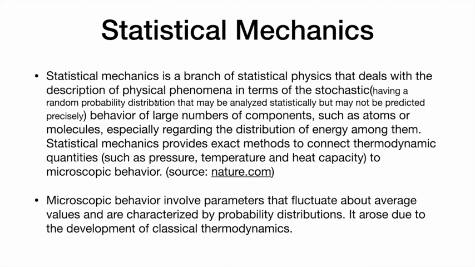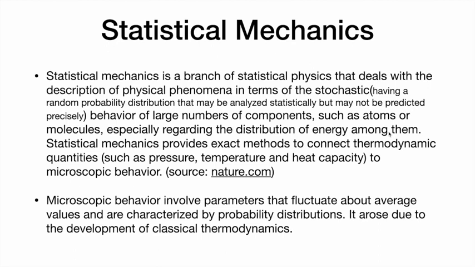It deals with the description of physical phenomena in terms of the stochastic behavior of a large number of components. What is stochastic? Stochastic is having a random probability distribution that may be analyzed statistically but may not be predicted precisely. So it involves the discussion of stochastic behavior of a large number of components such as atoms or molecules, especially regarding the distribution of energy among them. Statistical mechanics provides exact methods to connect thermodynamic quantities such as pressure, temperature, and heat capacity to microscopic behavior.